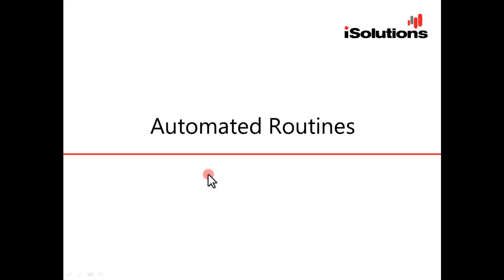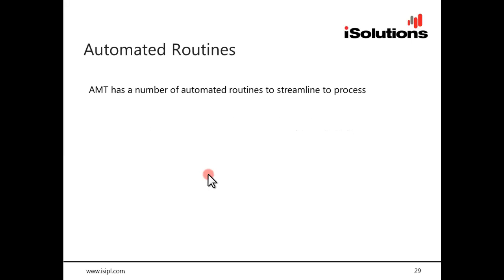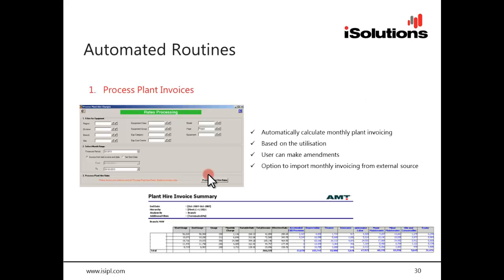Okay, automated routines. AMT has a number of automated routines to streamline certain processes. And I'll just go through the main 4 of those that relate to the provisioning. Some relate to both, but the first one is process plant invoices.